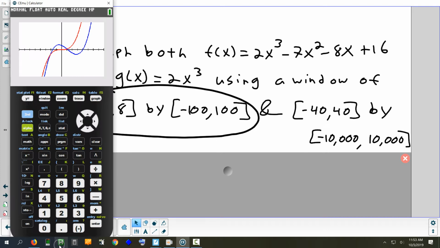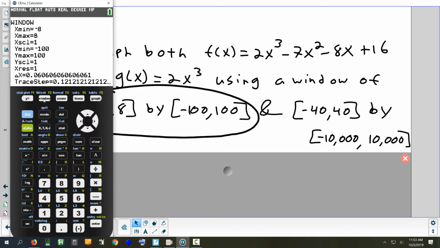Right? So now, let's zoom out. Right? I'm not going to change my graphs at all. I'm still going to graph the same 2 things. I'm just going to zoom way out. Negative 40 to 40. And negative 10,000 to 10,000.